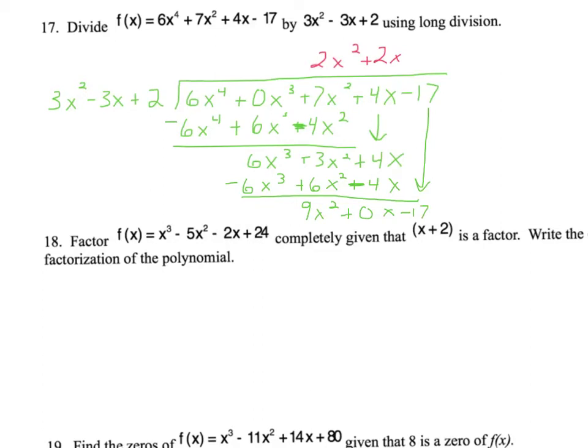And then we do it one more time. So we have to ask ourselves, what do I need to multiply 3x squared by to get a 9x squared? And that would be a positive 3. Then multiply, so I get a 9x squared minus a 9x plus 6. And then we change all the signs. And I end up with a 9x minus 23. And since 9x minus 23 is a smaller degree than what we were dividing by, it is my remainder. So I'm going to do a plus sign and do 9x minus 23 over what we were originally dividing by, which was 3x squared minus 3x plus 2. And then that is my final answer.